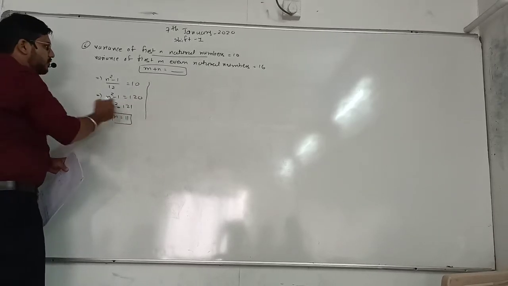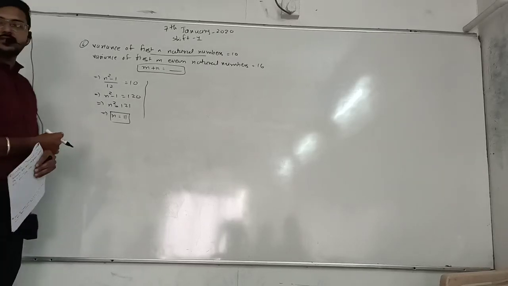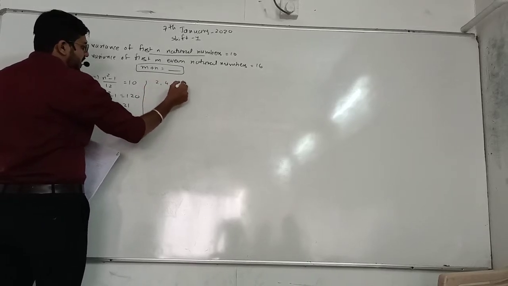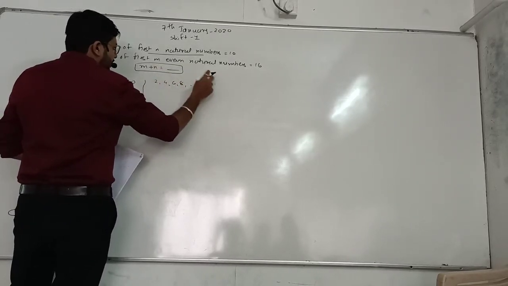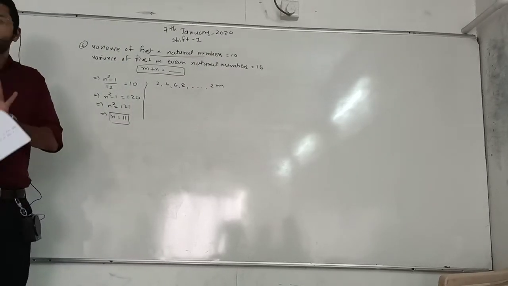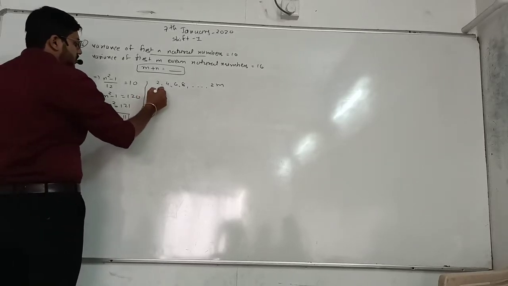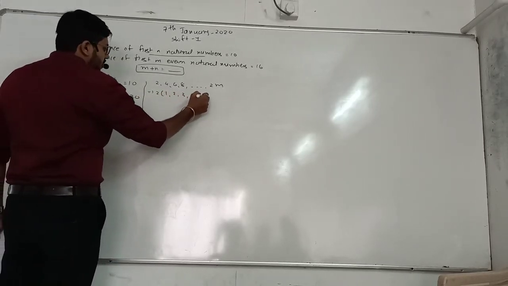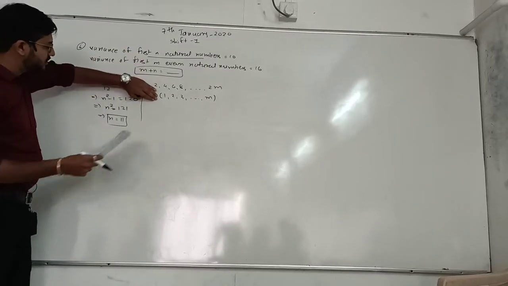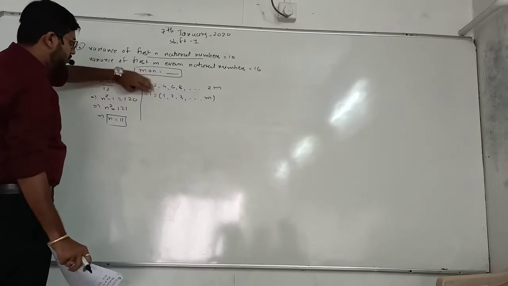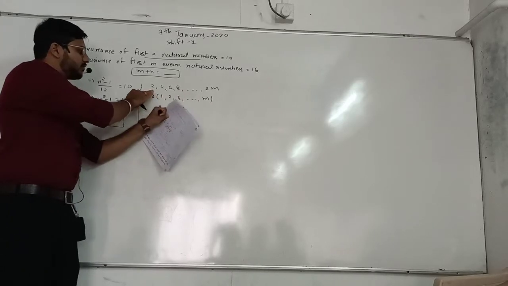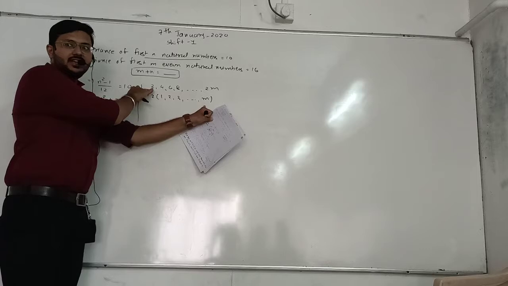But now if I start with first m even natural numbers, they start with 2, 4, 6, 8 up to the mth term. The mth term will be 2m because we need only the even natural numbers. If I take 2 common, it's 1, 2, 3 up to m, so it's a variance of first m natural numbers.